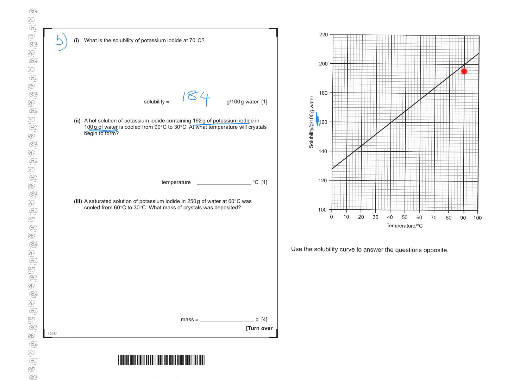So we're going to start cooling this down and then determine when the crystals will start to appear. You've got to work out the temperature at which the solution is saturated when 192 grams are present. If we go up to 192 and across, we see that that equals 80. So if you have this solution at 90 degrees with 192 grams in it, and we start cooling it, the crystals will form at 80 degrees C.